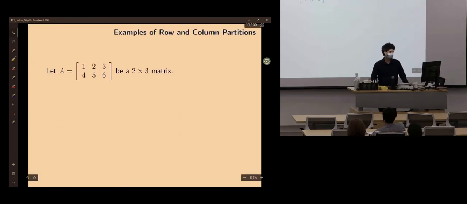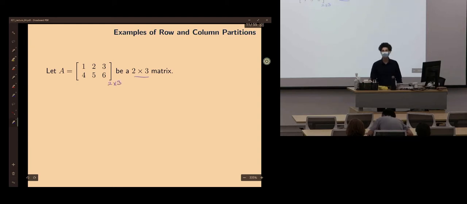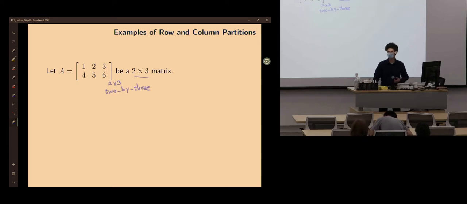Okay, so now let's talk about partitioning rows and columns of a matrix. Suppose I have a matrix A. It has 2 rows, 3 columns. This is a 2 by 3 matrix. You can read this as 2 by 3. We don't usually say 2 times 3 matrix. We say 2 by 3 matrix.